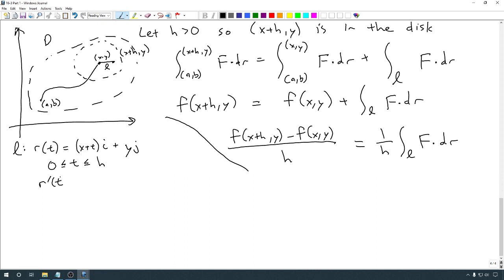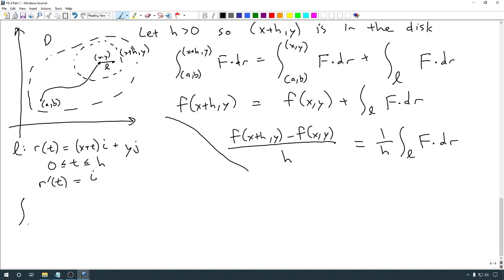Taking the derivative of r is pretty easy because x and y here are not dependent on t. Those are constants. We're not moving the point xy. The only thing that changes here is this t here. So the derivative of r is simply i. The derivative of t with respect to t is 1.